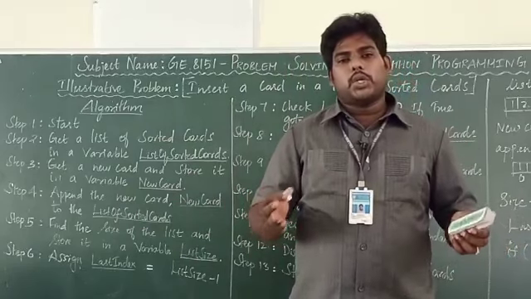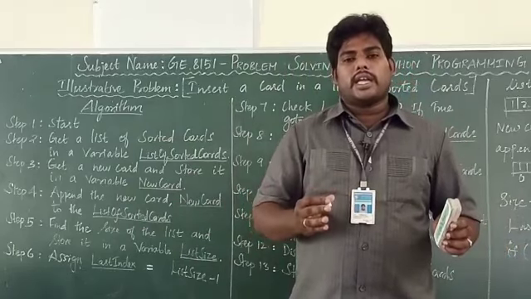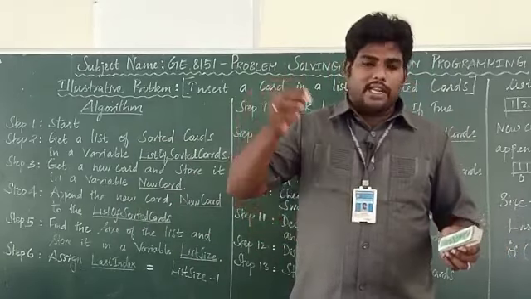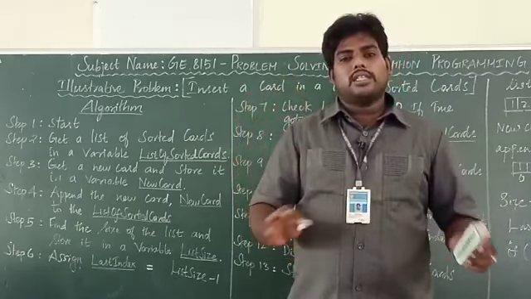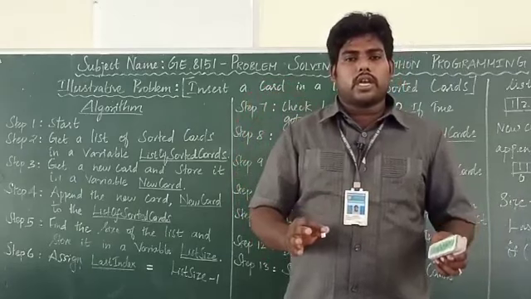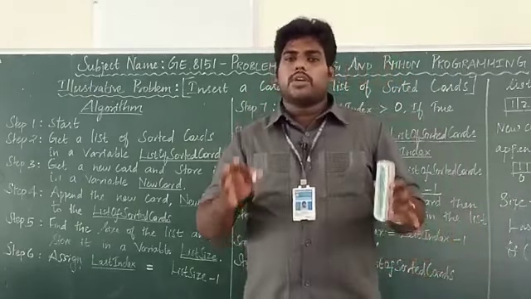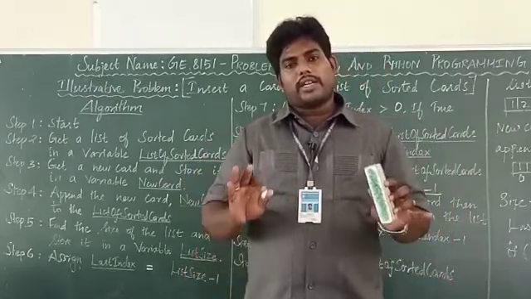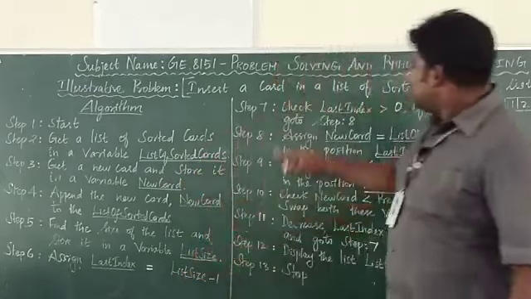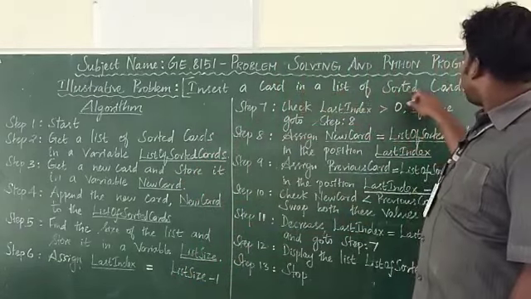For example, 1 to 10, you have to arrange by adding new cards, and you have to arrange them in ascending order or descending order. This is the concept here, okay? So just think, you have a list of numbers, you have to arrange it, sort it. Here, insert a card in a list of sorted cards.